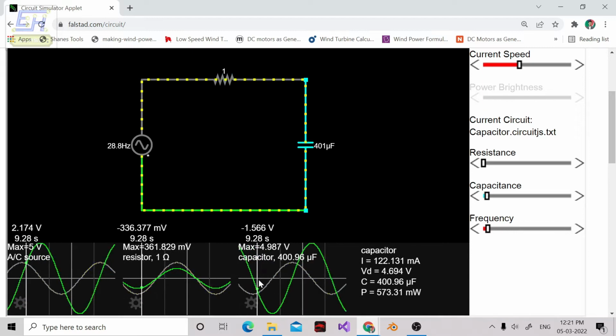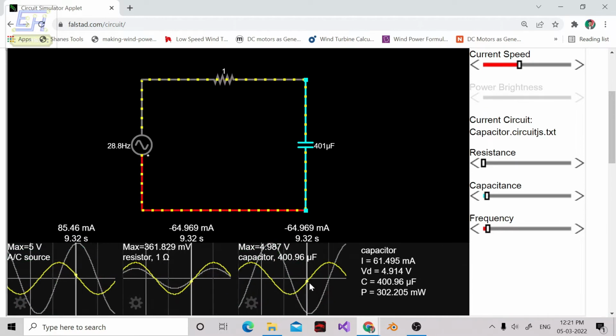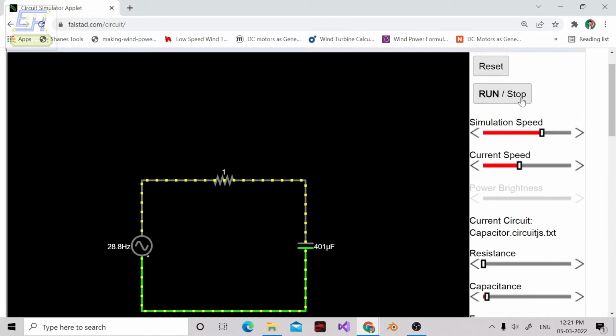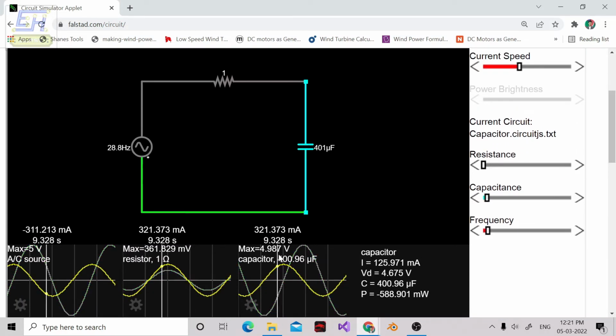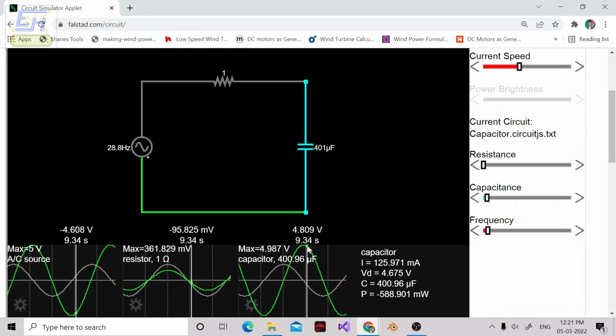But at the capacitor side, let me stop the simulation first in order to have a better look. See the current waveform: it attains its maxima of around 360 milliamperes when the voltage waveform is almost 0. So we can say that there is a 90-degree phase shift between these two waves, meaning the current waveform is 90 degrees ahead of the voltage waveform. This is exactly what a capacitor does in a circuit.